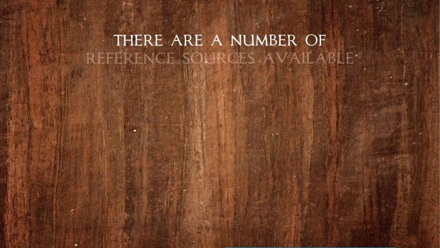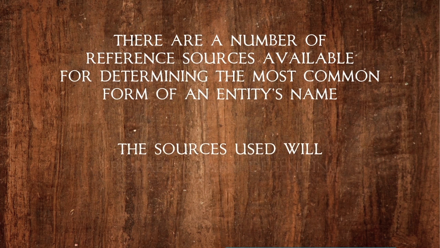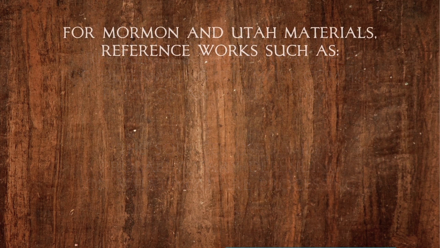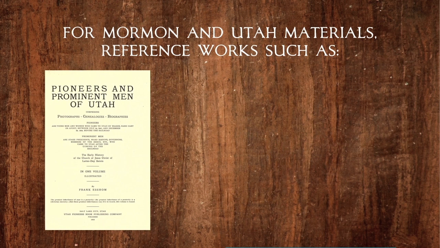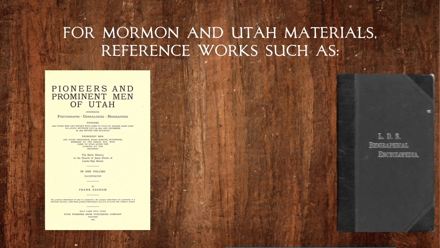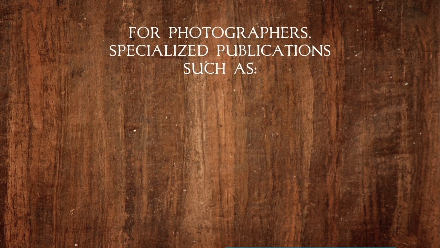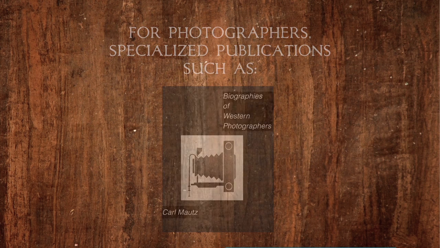There are a number of reference sources available for determining the most common form of an entity's name, and the sources used will probably vary depending on what you are processing. For Mormon and Utah materials, reference works such as Pioneers and Prominent Men of Utah and the LDS Biographical Encyclopedia could be useful. For photographers, specialized publications such as biographies of Western photographers are ideal.